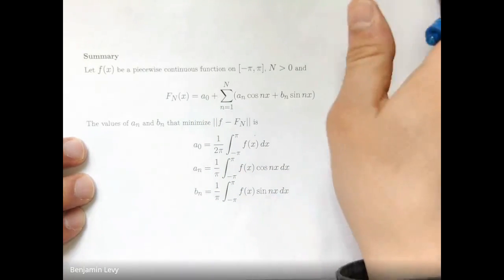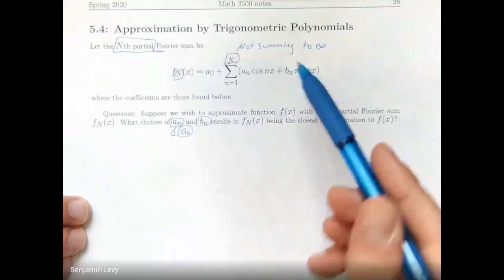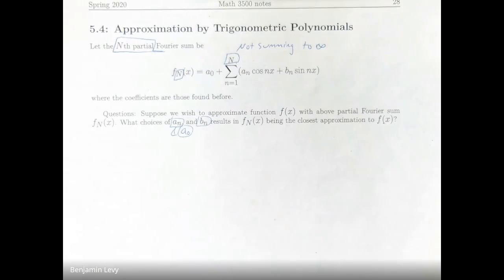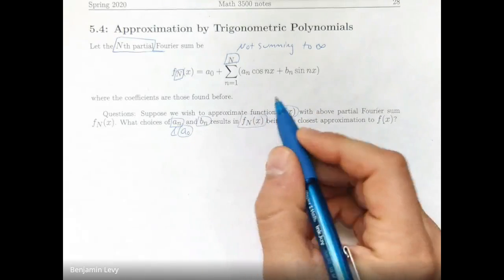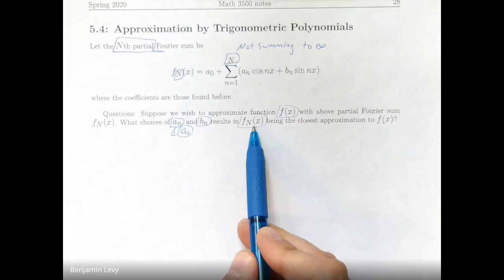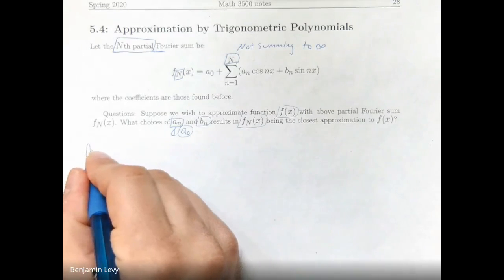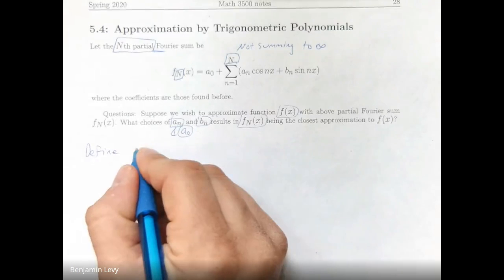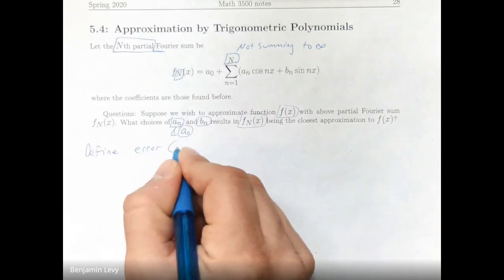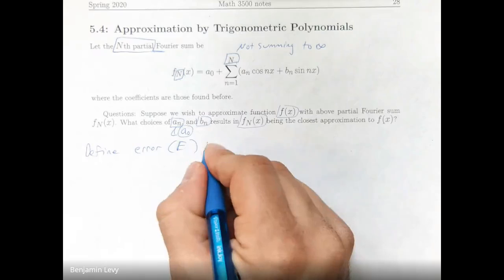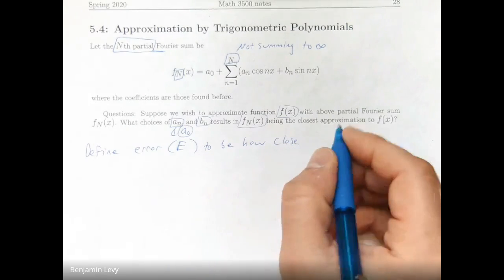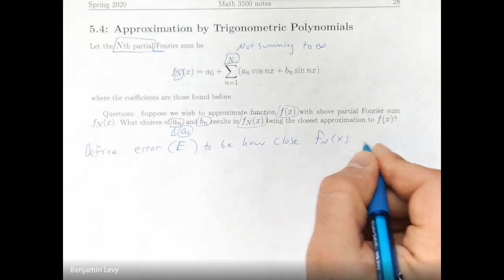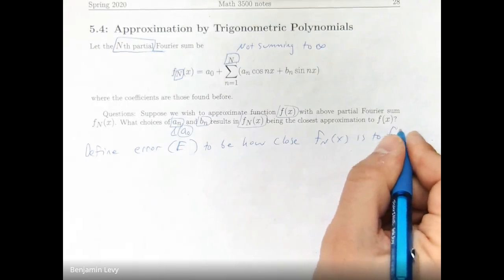But what we're going to do right here is derive those coefficients by looking at this partial sum. Now, we want the approximation to be as close to the function we're approximating as possible, right? And so let's define the error. It's a very common thing to define. So the error, which we're going to define with a capital E, is going to be how close our partial sum, F_n, is to the function we are approximating.